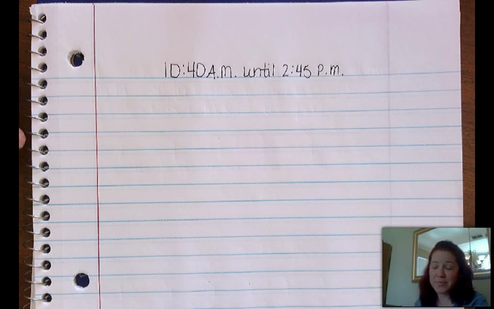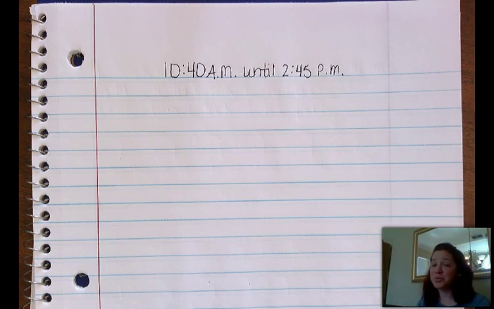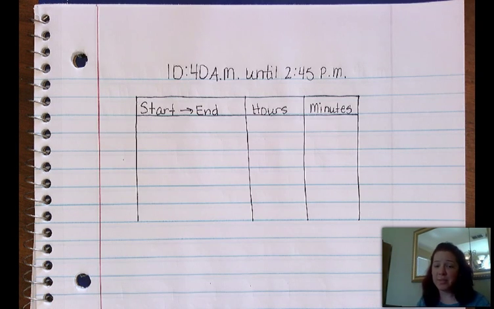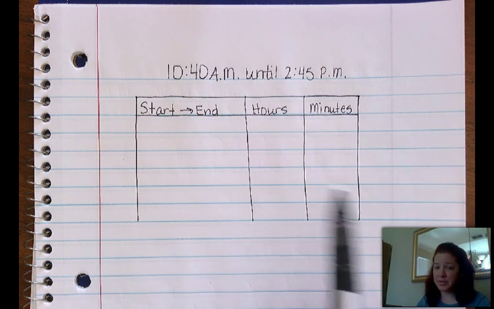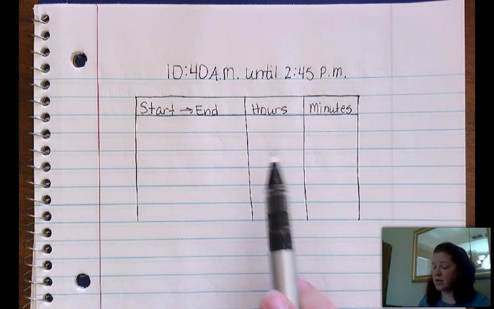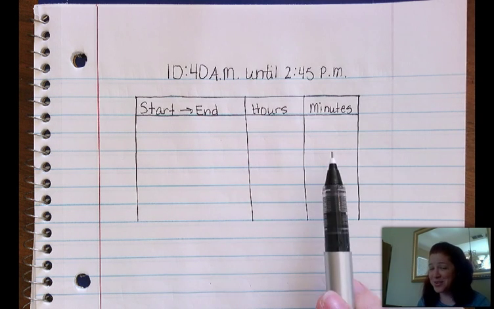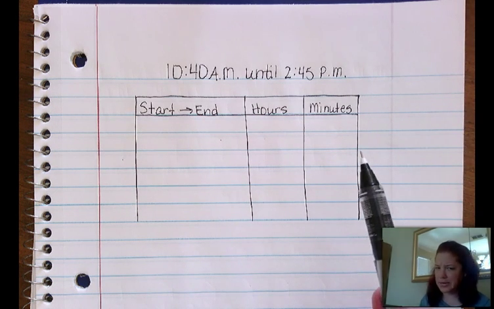The table method is different because instead of using a timeline, we use a table. Now again, we have the same information from the last time because we're using the same problem from last time. So you can use and compare these two different methods and decide which one you like the best. Now our table ends up having 3 columns. In the first column, we're going to be writing our times. In the second column, we're going to be counting up our hours, and in the third column, that's where we're going to be counting up our minutes.